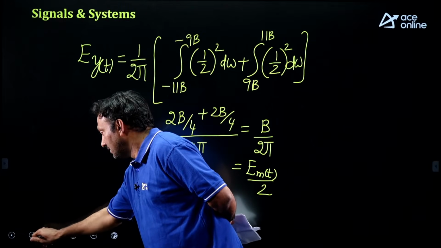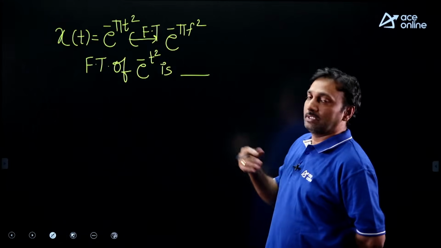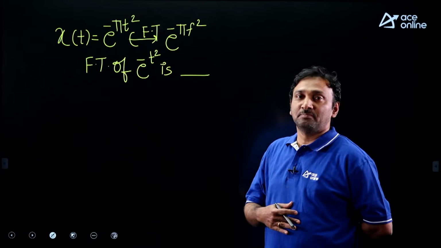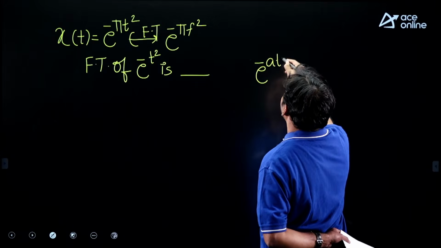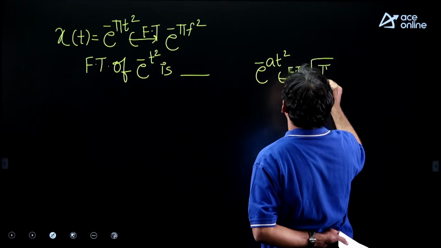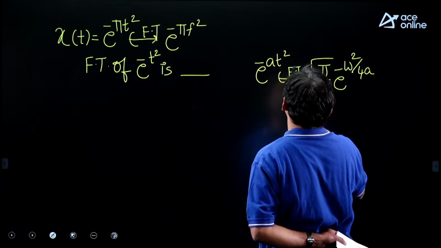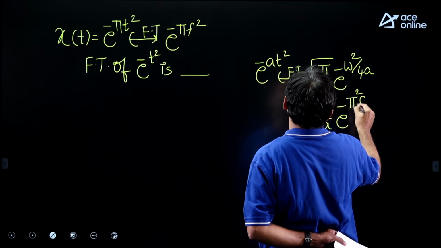Let us see the next possible model. This is a habituated model in classroom discussion. As we are ECE fellows, every fellow is aware of the Gaussian function nature. Correct or not? The standard formula for the Gaussian function is what? E power minus a t square. Fourier transform: root pi by a e power minus omega square by 4a, or root pi by a e power minus pi square f square by a.